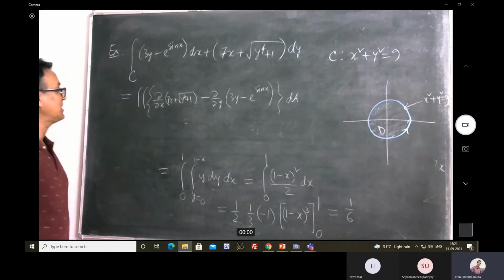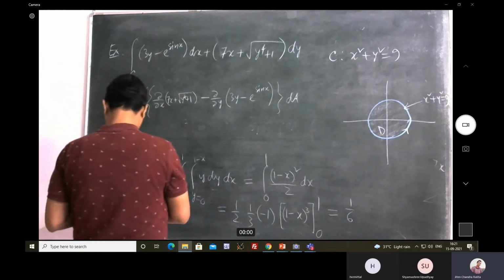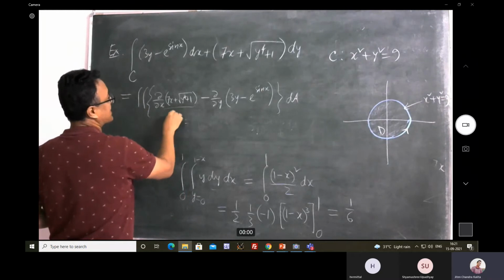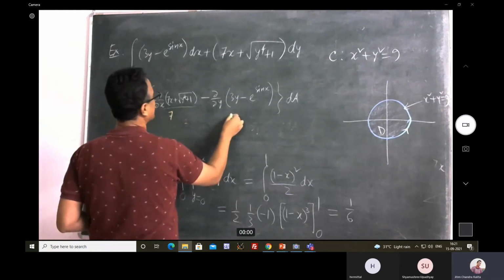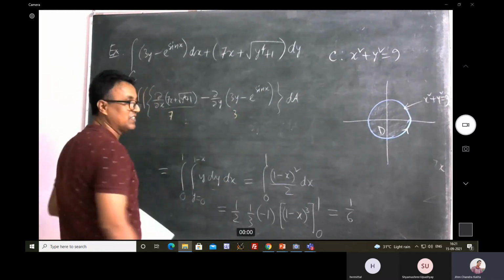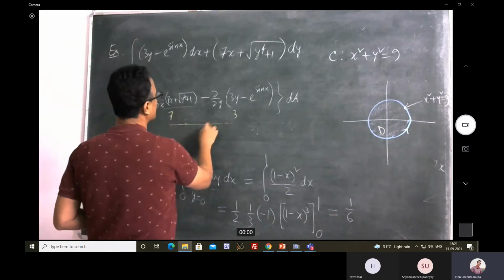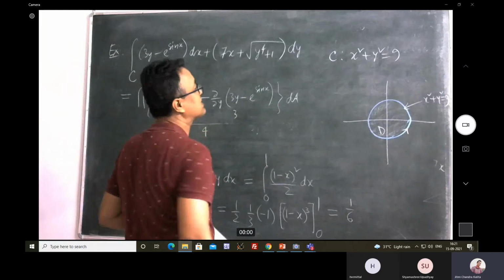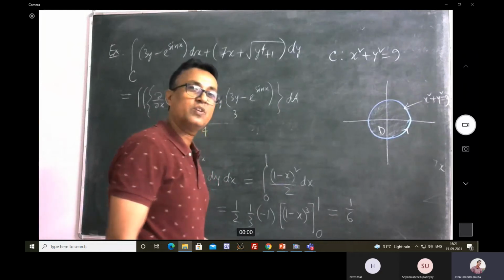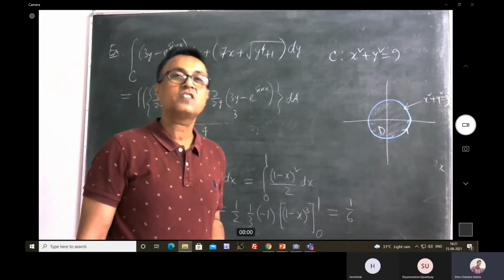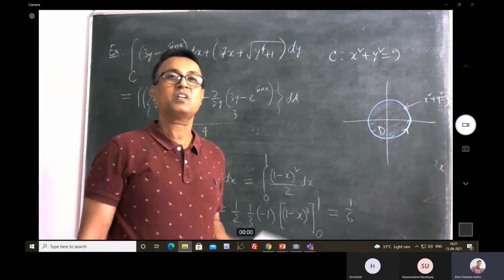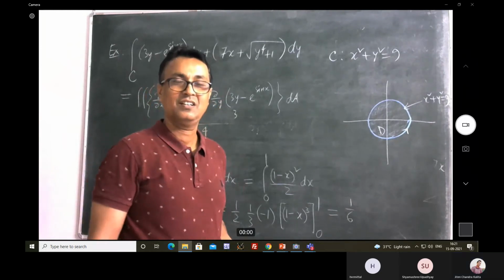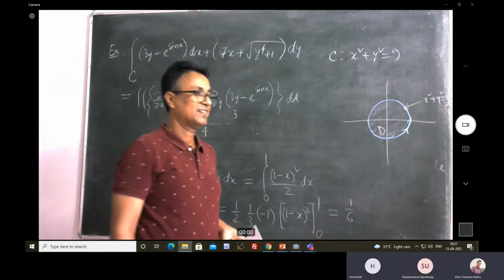Okay, so now interestingly, you can see here that this is going to give me simply 7, and this is going to simply give me 3, isn't it? So basically, I get a constant out of this, right? And this is dA, and since the region is a disk, I can simply use polar coordinates here eventually. Is it okay? Yes? Yeah.